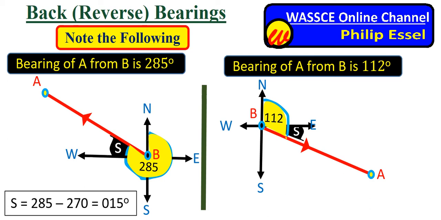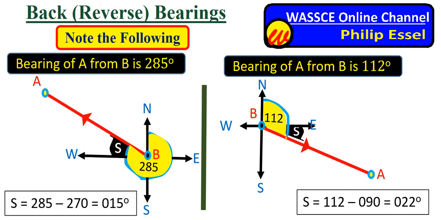Okay, so let's solve this together. To find the value S, we will need to subtract 90 degrees from 112 degrees. So when you do this, the value of S will be 22 degrees. Now, let's apply everything we've learned into solving a few problems.